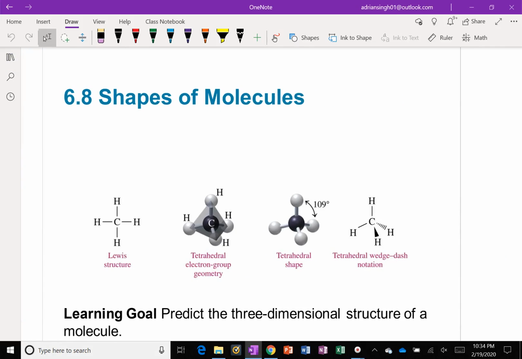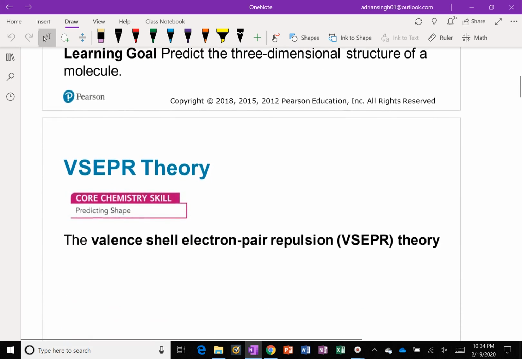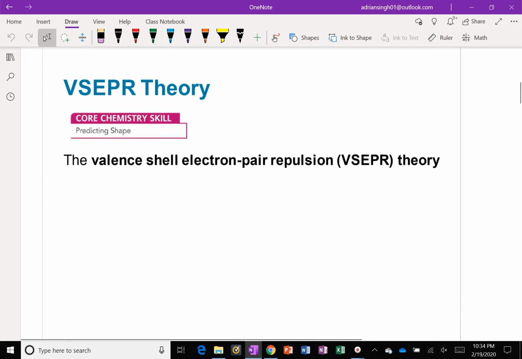Okay, so now that we have a basic idea of how to draw the Lewis structures for simple as well as more complicated molecules, we're going to take a look at how we actually determine the three-dimensional shapes of these molecules. And the basis for determining the shape of molecules in chemistry is what's known as the VSEPR theory. VSEPR stands for the valence shell electron pair repulsion theory.